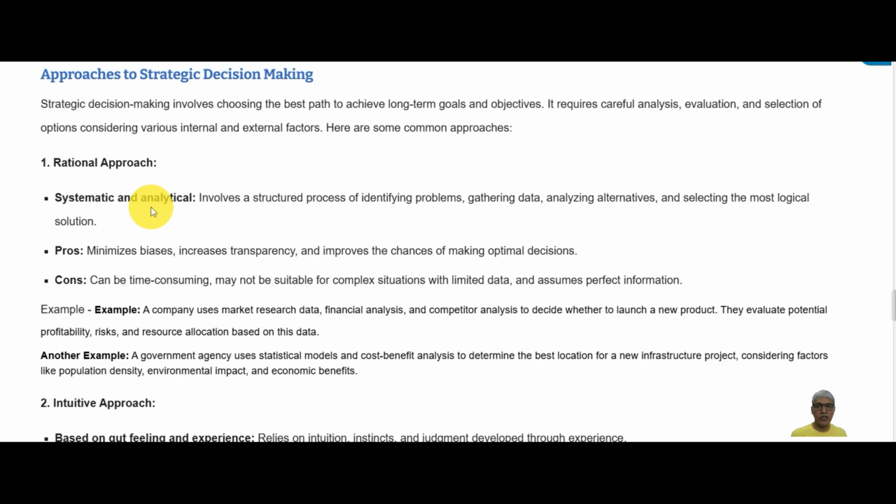The pros, the benefits of this is that it minimizes biases, there is increased transparency, and improves the chances of making optimal decisions. But the defects or the cons can be that it is time consuming, it may not be suitable for complex situations with limited data, and it assumes that the information is perfect.